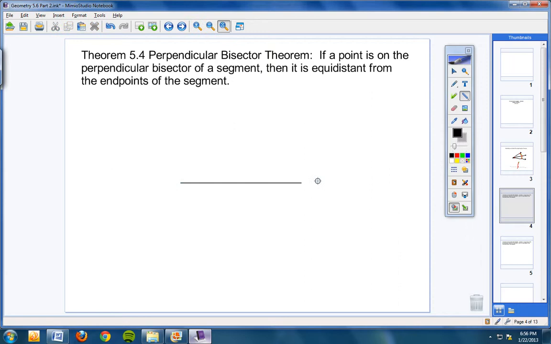Let's say that I have a segment like that. And then let's say that I have a line that comes through and is a perpendicular bisector. Okay, so watch carefully. Here's a segment right here. Okay, and then I have a perpendicular bisector.